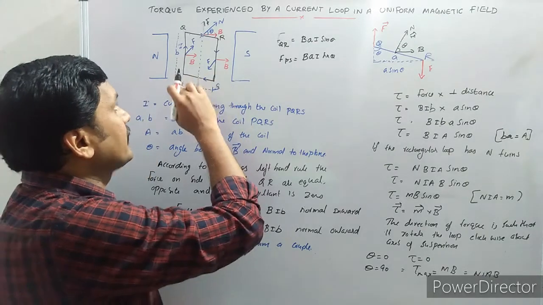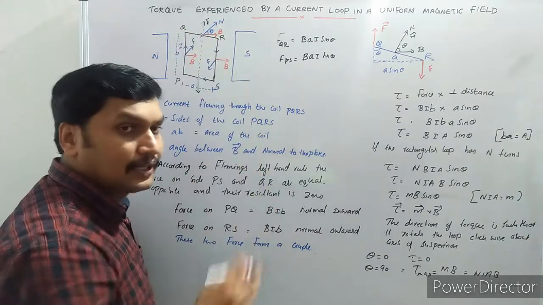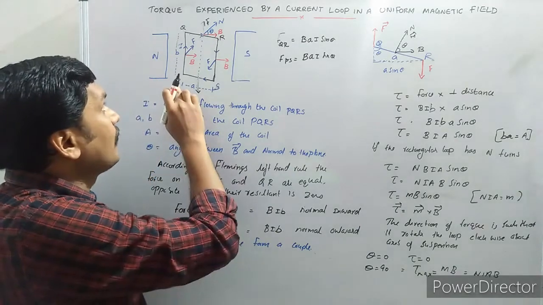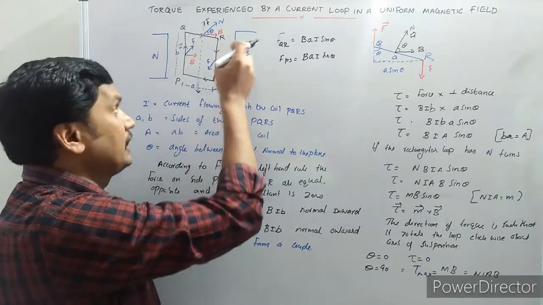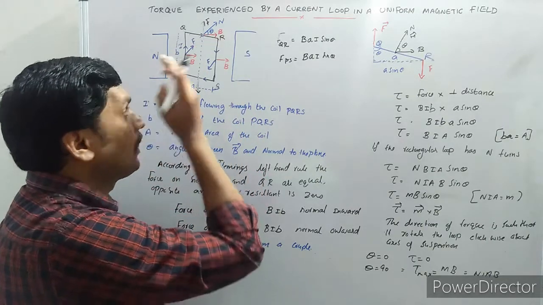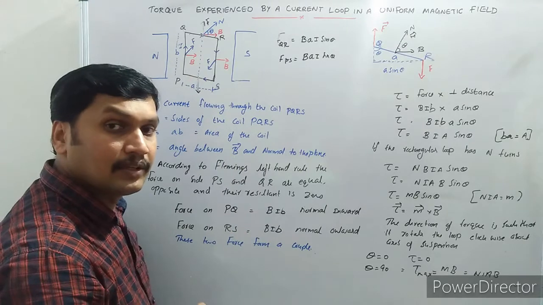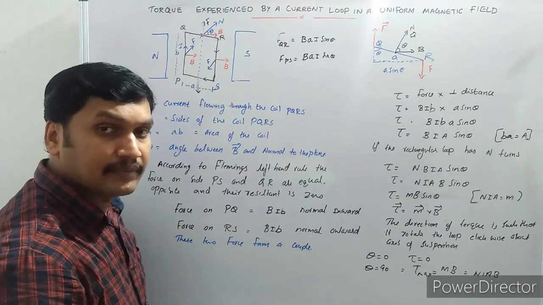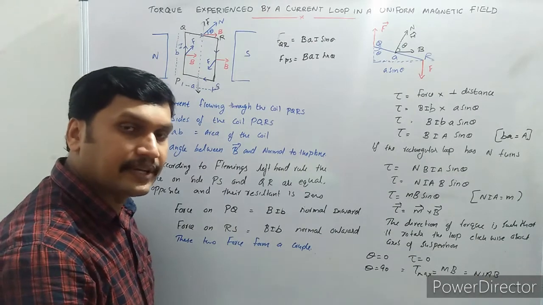Now the forces on the sides PQ and RS are opposite in direction. The force on PQ is inward and the force on RS is outward, perpendicular to the plane, outward and inward. They are opposite in direction. But you see the line of action is different.